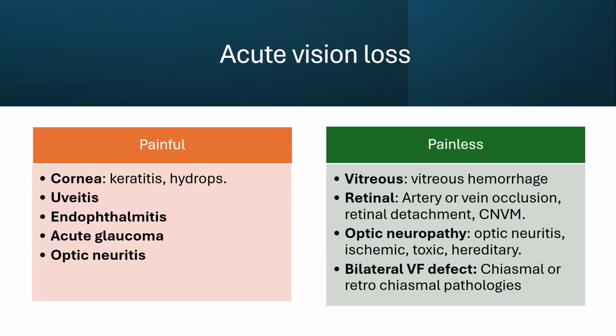So I write optic neuritis in both painless and painful. Ischemic optic neuropathy, toxic, like methanol toxicity, which can come with acute visual loss. Hereditary conditions like Leber's hereditary optic neuropathy can come with acute painless visual loss. And always think about chiasmal or retrochiasmal pathologies leading to acute visual field loss. So we're not talking only about the visual acuity. We have to think about it broadly, into the visual acuity and the visual field as well.